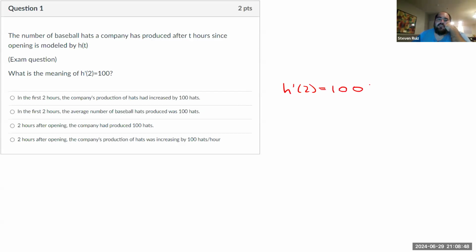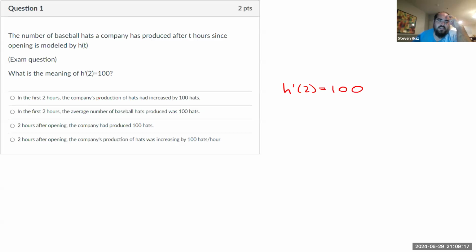So if H describes the total number of hats that have been produced T hours after opening, then what does H prime refer to? H prime is the derivative, so that refers to basically the rate of production. At this instant, how many hats am I producing every hour, or per hour? So we know we're looking at a rate. So let's look at these 4 choices here.